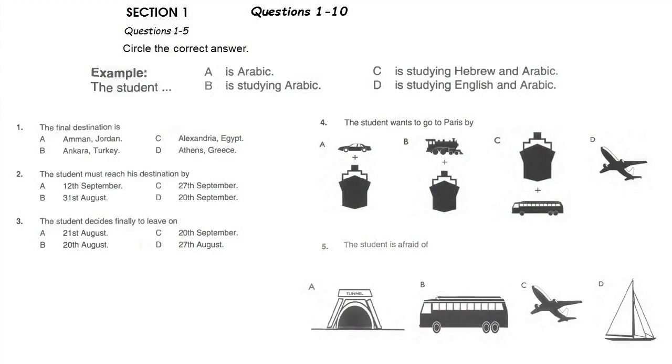You are going to listen to a conversation between two people, a customer and a travel agent. First, look at questions 1 to 5. As you can see, there are 4 alternative answers, A, B, C, and D for each question. Decide which alternative is the most suitable answer for what you hear and circle the appropriate letter.